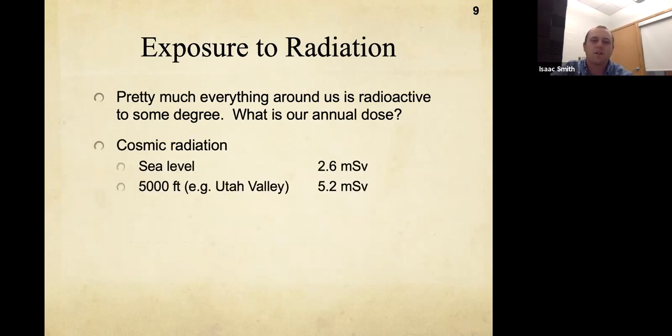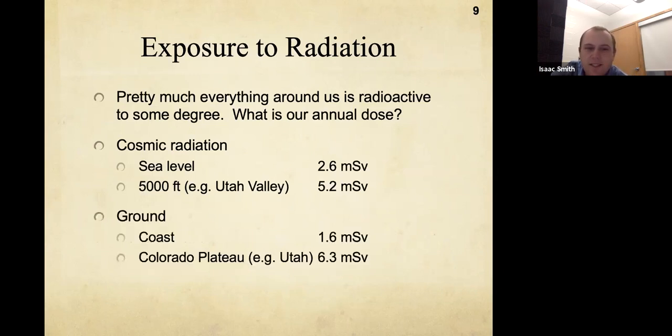Okay. So it depends on where you live. So if you're at sea level, you're protected a little bit more from the UV. So you only receive 2.6 millisieverts per year, right? This is the total of everything you'd receive per year if you lived at sea level, from the cosmic radiation. And then from the ground, okay, so you also have radiation coming out from the ground, and those are some numbers there to show you how much you receive per year.